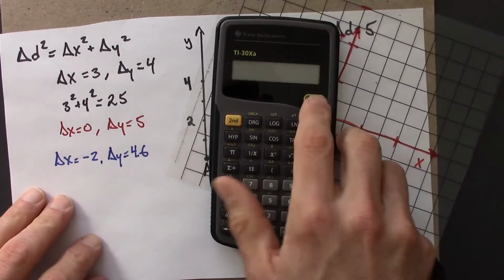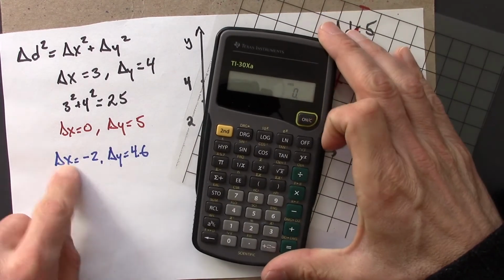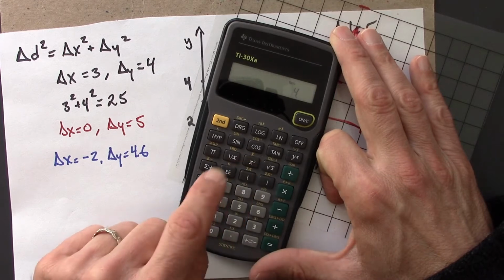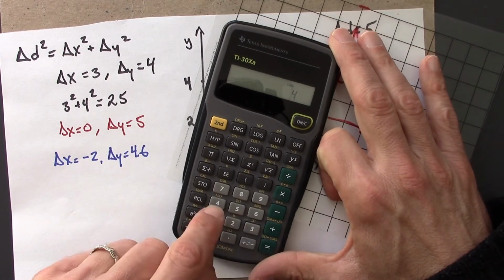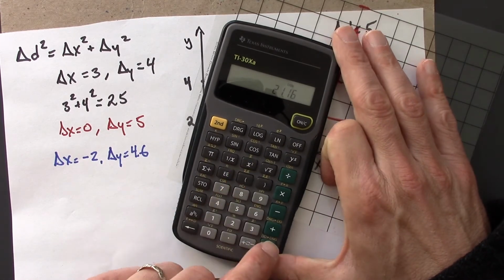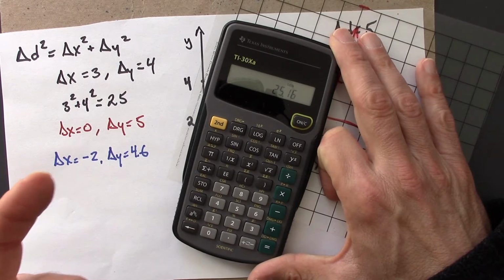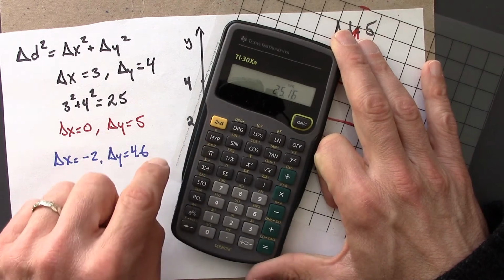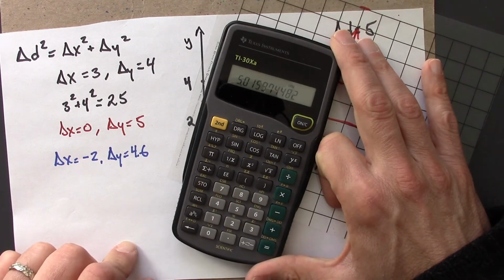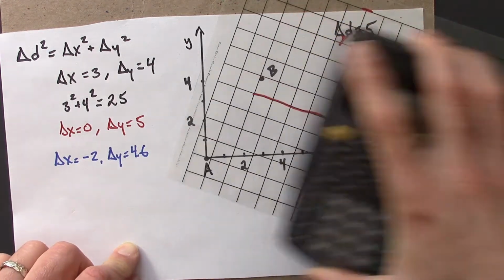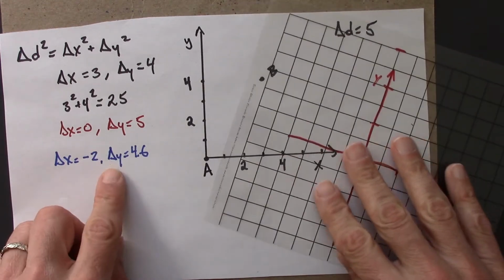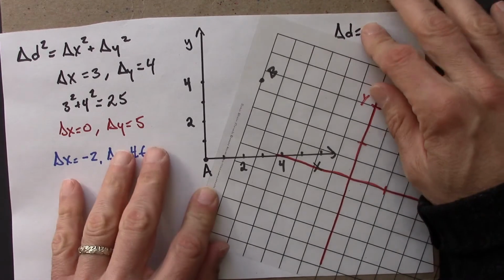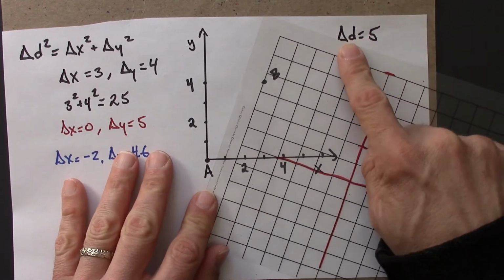Let's just see what happens if I try to calculate d that way. Minus 2 squared, well that's 4, plus 4.6 squared, the whole thing is right around 25. It's a little more because I rounded. 25.16. If I take the square root, 5.02. So all of these different coordinate values give the same value for the distance, d equals 5.